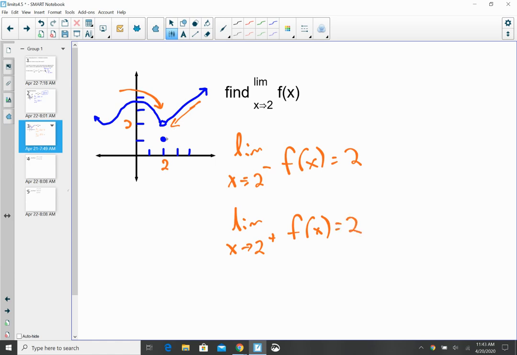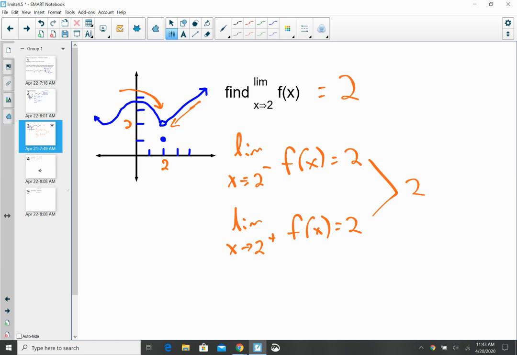Again, the whole hollow dot versus the filled in dot, irrelevant. Just what are you getting closer to? Now, since both of these numbers are the same, winner, winner, chicken dinner, that means that the answer to this is 2. This is that L number.